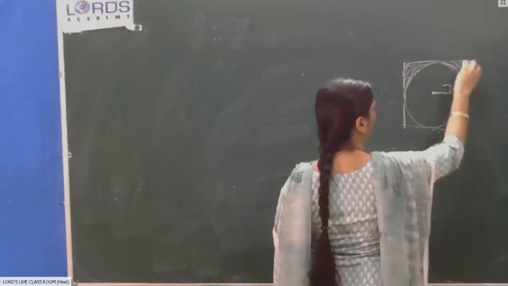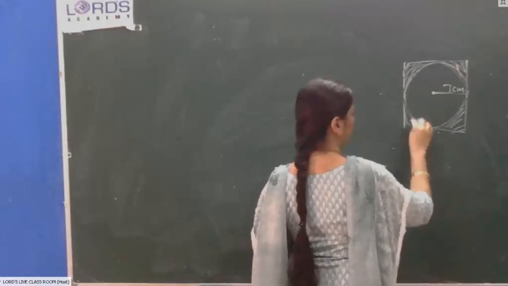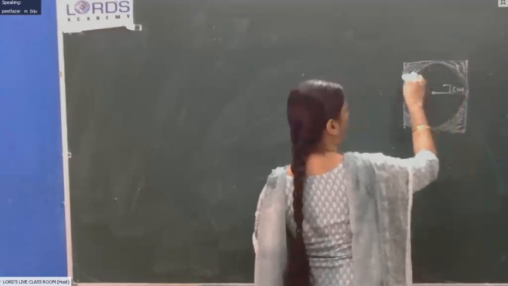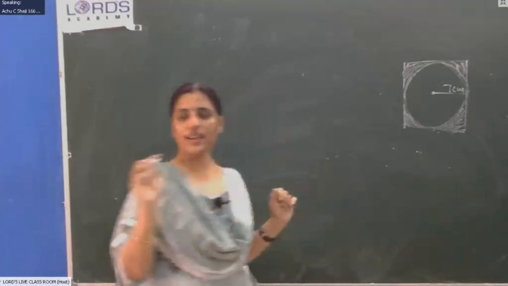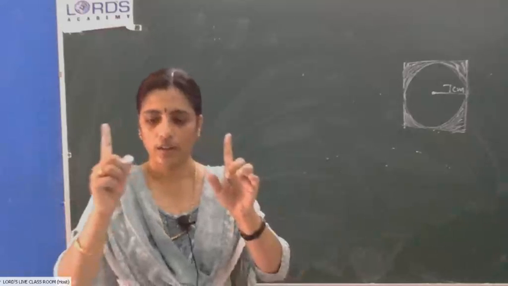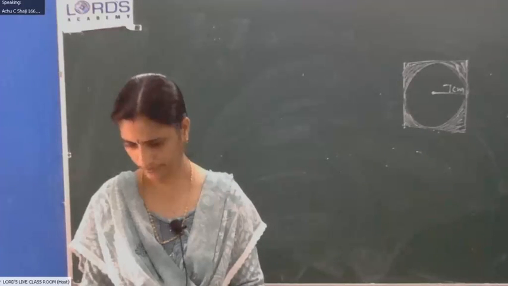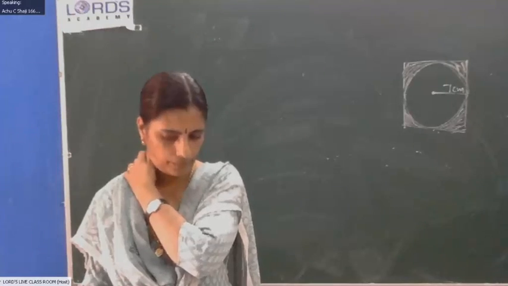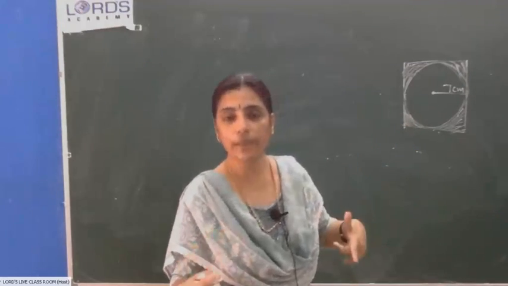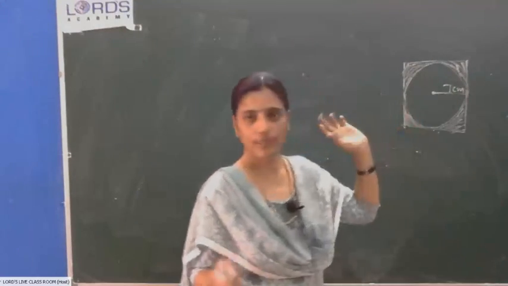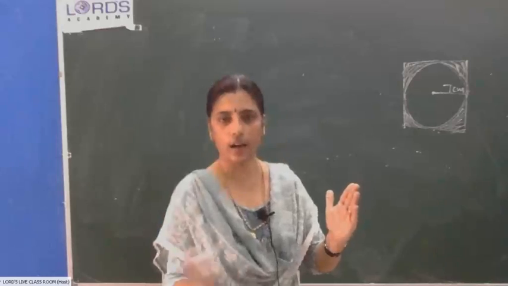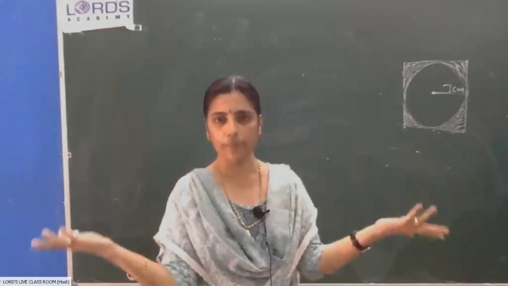Okay, how can you find the area of this figure? Shaded portion's area only I need. I don't want the full. So first you find the area of the full square. From that you subtract the area of the circle. You will get the remaining part, correct? From the full area, means the square area, if you are subtracting the circle area, you will get the remaining part.